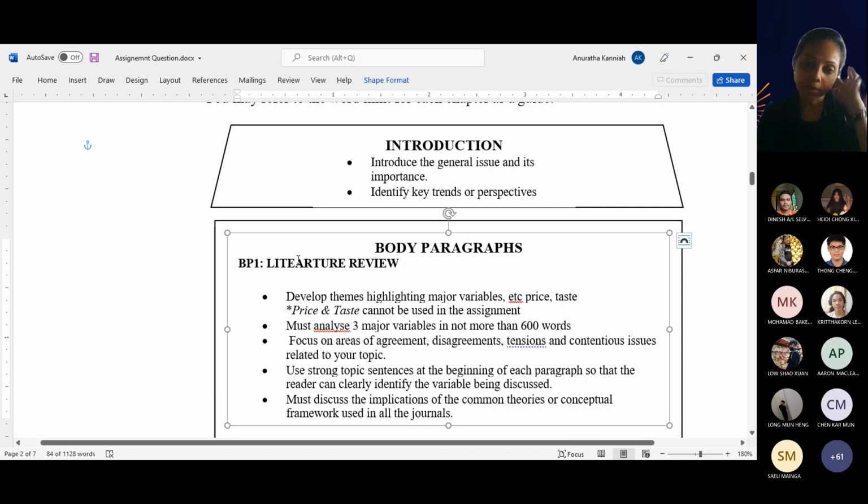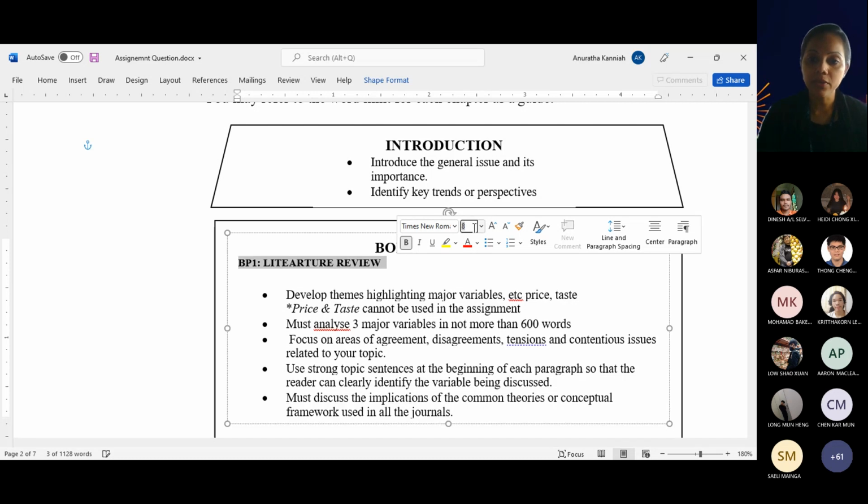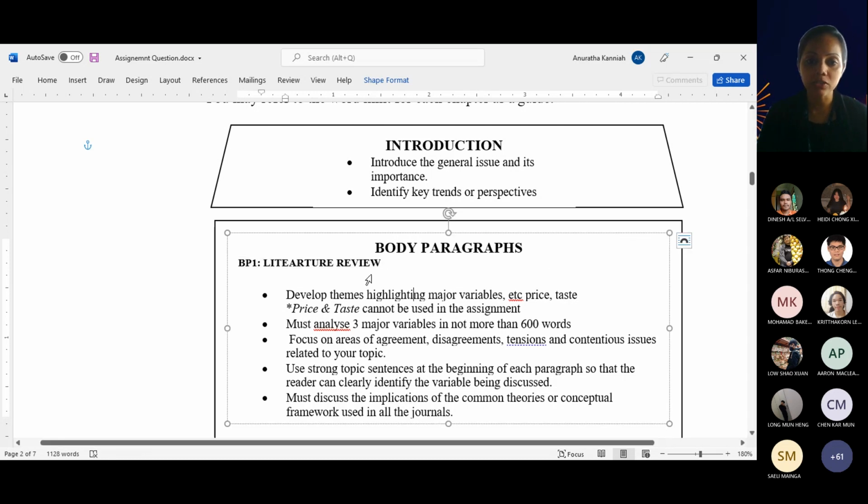Okay, there are 2 body paragraphs. Body paragraph 1 is literature review. I've not done the lecture on literature review yet. The lecture will be conducted next week.